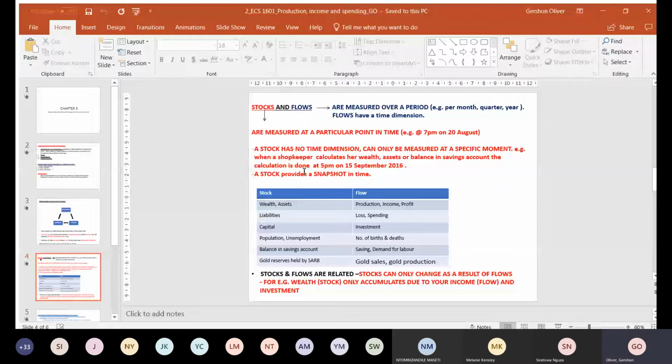So what is a flow? A flow is measured over time, for example a year. Flows also have a time dimension.